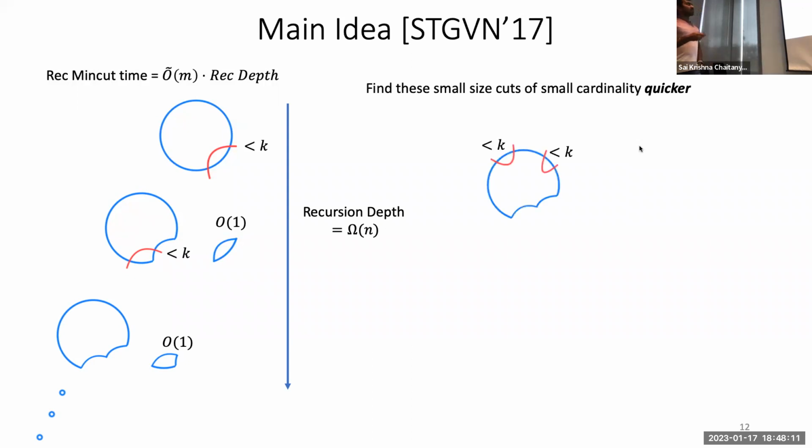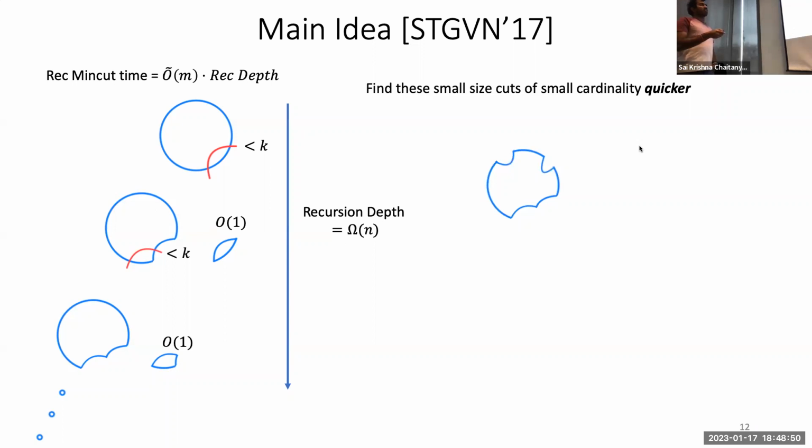And so how do we do it? We find these small cuts of small cardinality quicker. What do I mean by this? We have these small cuts, these order of one sized sets, cut by cuts of size less than k. By size of the cut I mean less than k, and by small cardinality I mean the size of the set itself. So these are cuts of size less than k that cut off sets of small cardinality. And if we were able to cut all these small chunks from the graph, then we can end up with the residual graph much quicker.